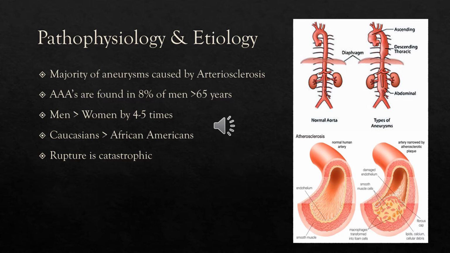Rupture of an aortic aneurysm is catastrophic or even lethal. There are different types of them, including an ascending aneurysm, a thoracic aneurysm, and an abdominal aneurysm of the descending aorta. These can be classified as either tube-shaped, called fusiform, or round, called saccular.